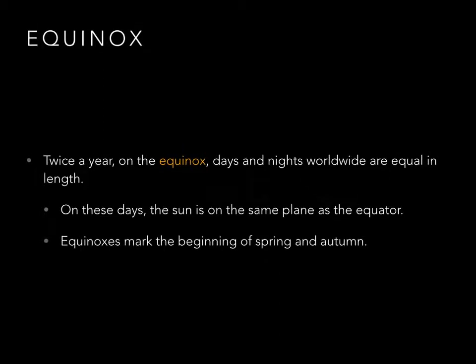Equinox. Twice a year, on the equinox, days and nights worldwide are equal in length. On these days, the sun is on the same plane as the equator. Equinoxes mark the beginning of spring and autumn.